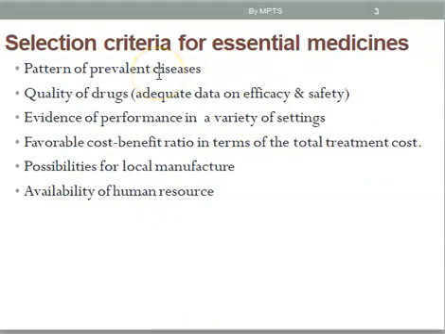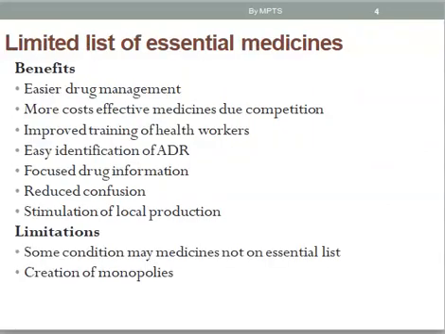Now, which criteria do we use for selection of medicine? Of course, pattern of prevalent diseases, quality of drug, safety profile. Do we have the PK and pharmacodynamic profile of the drug? Is there performance in a variety of settings, and a favorable cost-benefit ratio? Of course, the drug should be affordable by everyone. Also the possibility of local manufacture, and availability of human resources to use the drug, because don't select drugs which cannot be used by the workers you have in your facility, because you'll be wasting time.